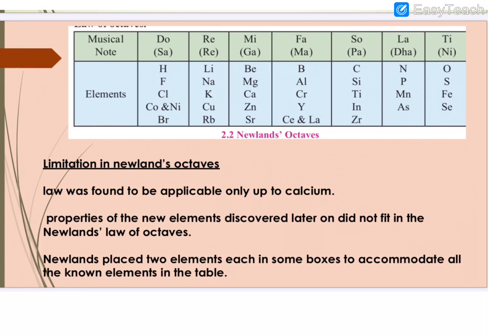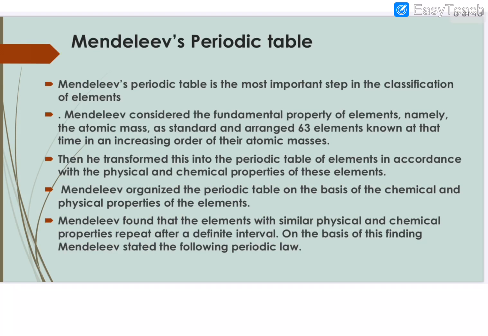Newland placed two elements each in some boxes to accommodate all the known elements in the table, because he had to arrange all the elements known at that time. So he placed two elements in the same box.